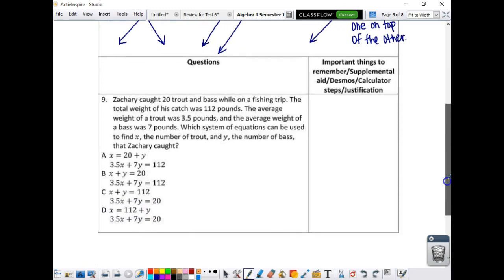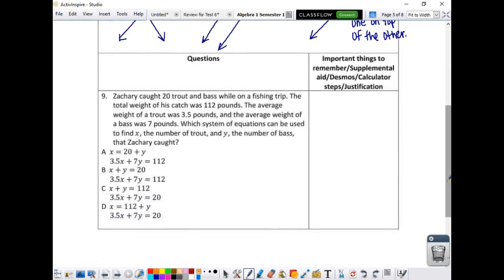Okay, Zachary caught 20 trout and bass while on a fishing trip. So this is one of the ones that we struggled with in class, so we're going to go over this one. 20 trout and bass together. Remember to organize your information. So 20 trout and bass, those are fish, while on a fishing trip.